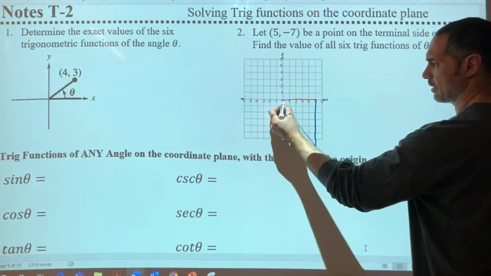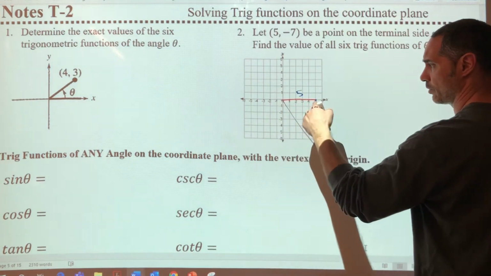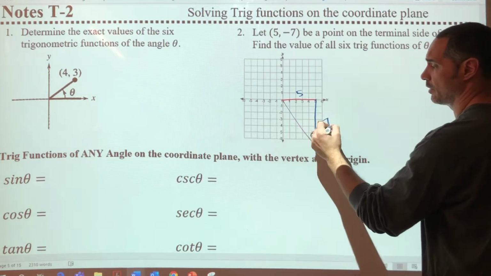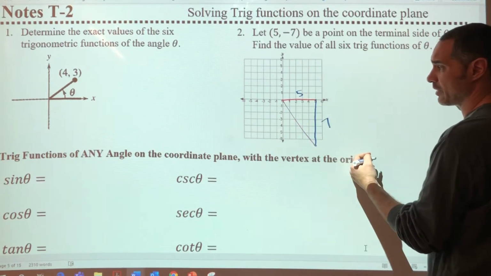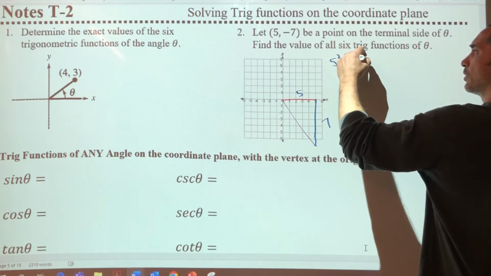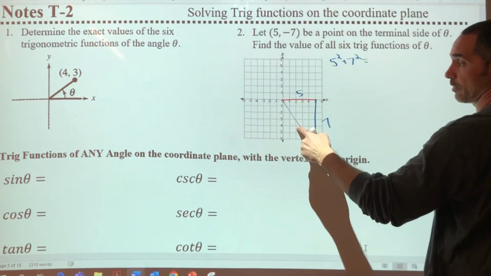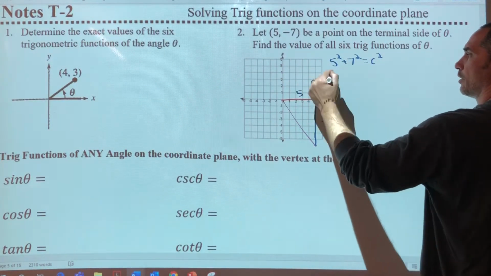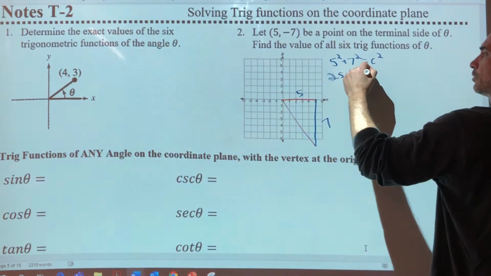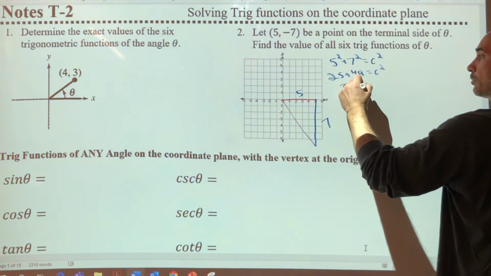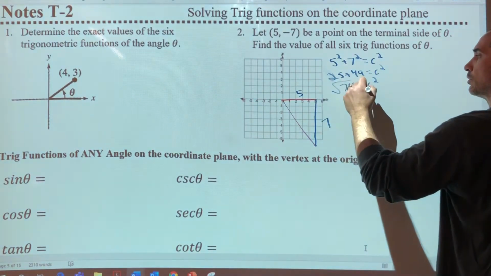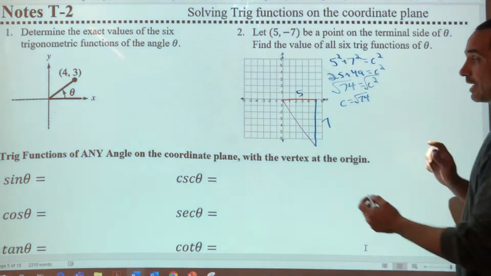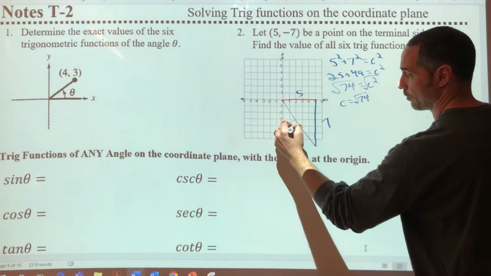So the things that are the same is that this length is 5. If I go from 0 to 5, that's a length of 5. And then from 0 to negative 7, that is a length of 7. Then I can use the Pythagorean theorem, 5 squared plus 7 squared equals c squared, to find this third length. So that's 25 plus 49 equals c squared. So 74 equals c squared, and c is equal to the square root of 74. We're going to use that as this length over here.